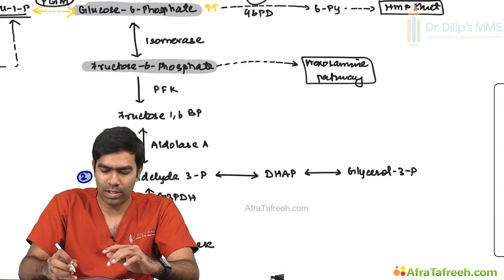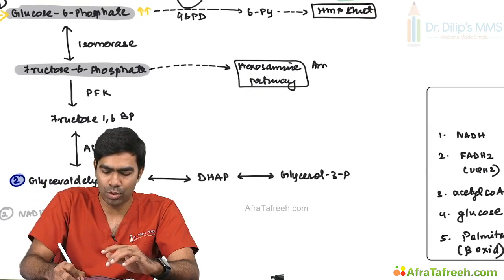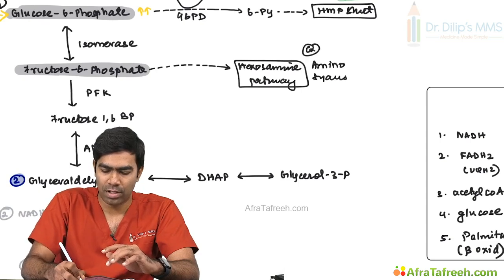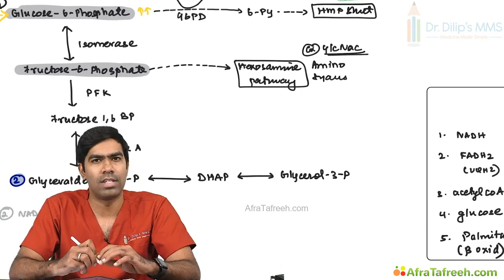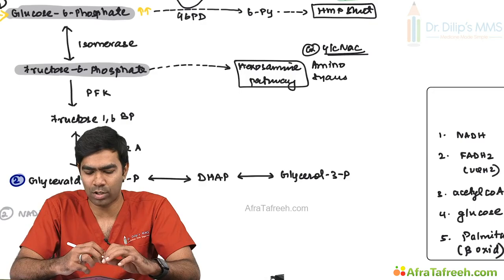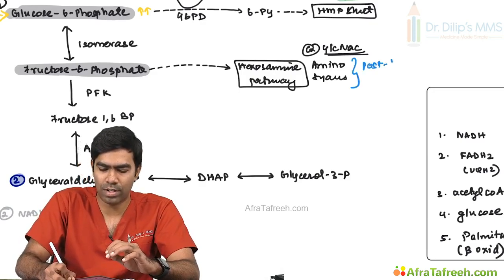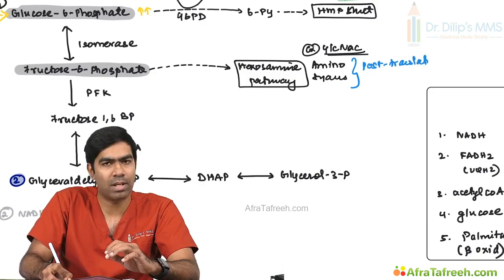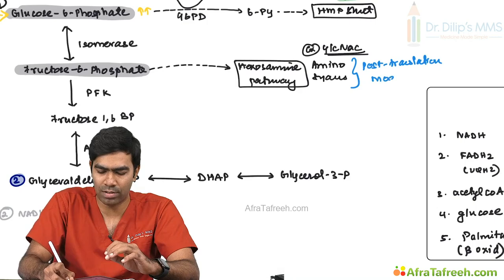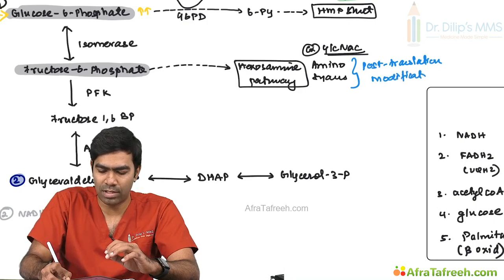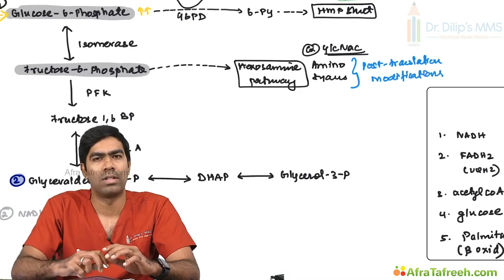What is the hexosamine pathway? You're going to form something called amino sugars. One of the best examples of amino sugars is N-acetyl glucosamine, GlcNAc, that is N-acetyl glucosamine. And these amino sugars are very, very important for post-translational modifications. Normally, there will be some post-translational modification of proteins. One of the examples is the addition of these amino sugars. That is what we refer to as the hexosamine pathway.